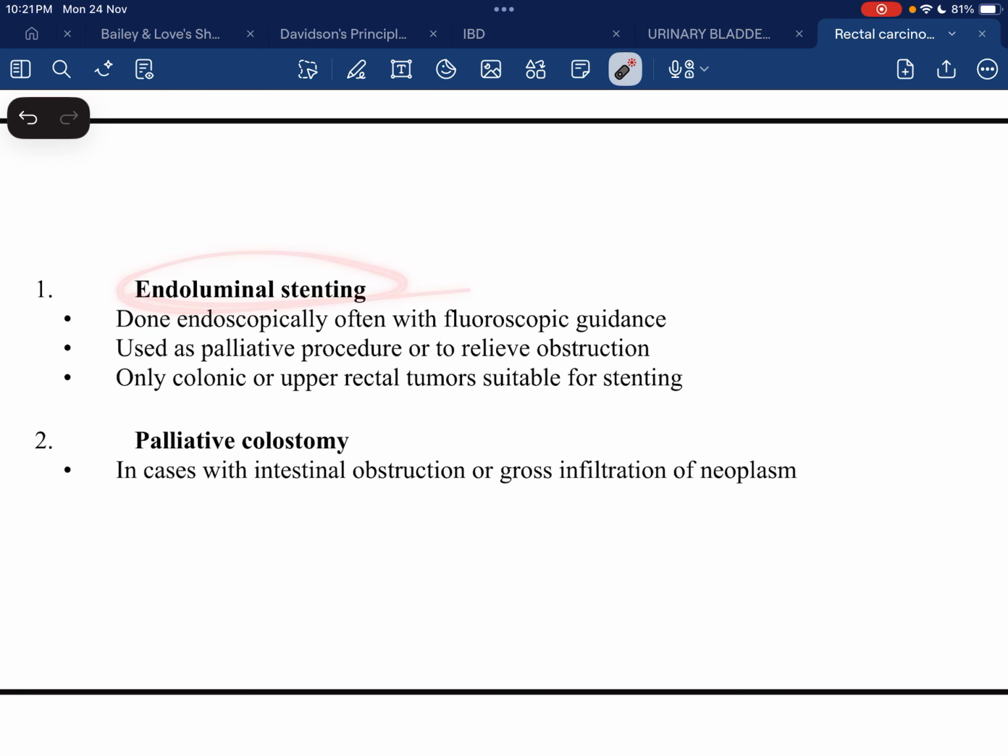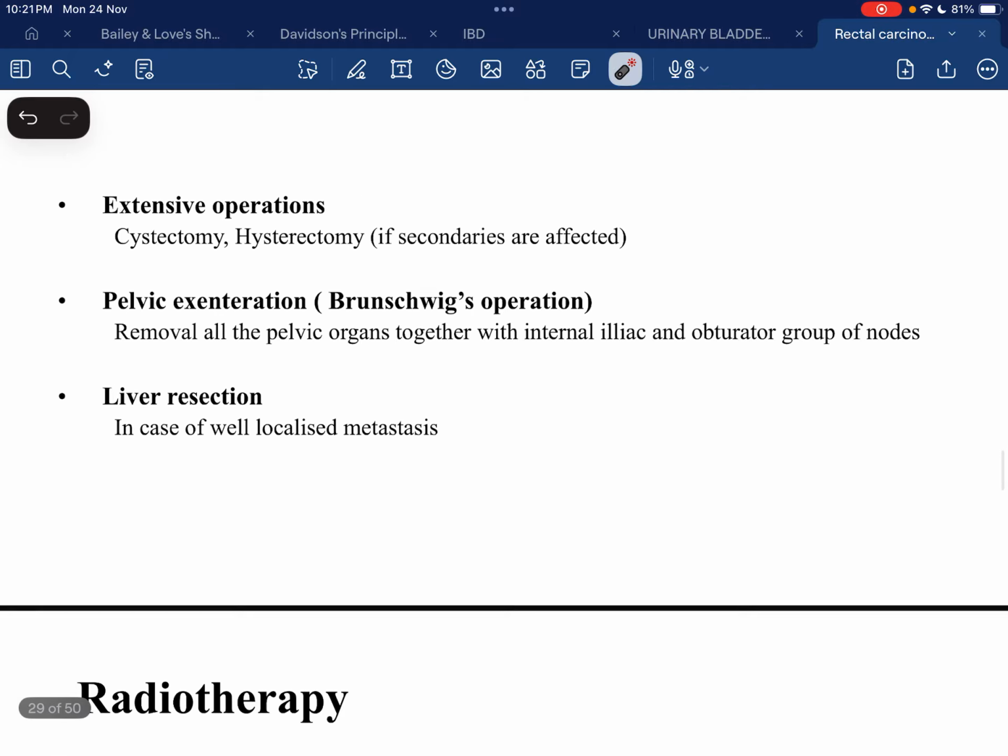Endoluminal stenting. Endoluminal stenting is done endoscopically with fluoroscopic guidance and used as a palliative procedure to relieve the obstruction. Only colonic or upper rectal tumors are suitable for stenting. Palliative colostomy is used in cases with intestinal obstruction or gross infiltration of the neoplasm.